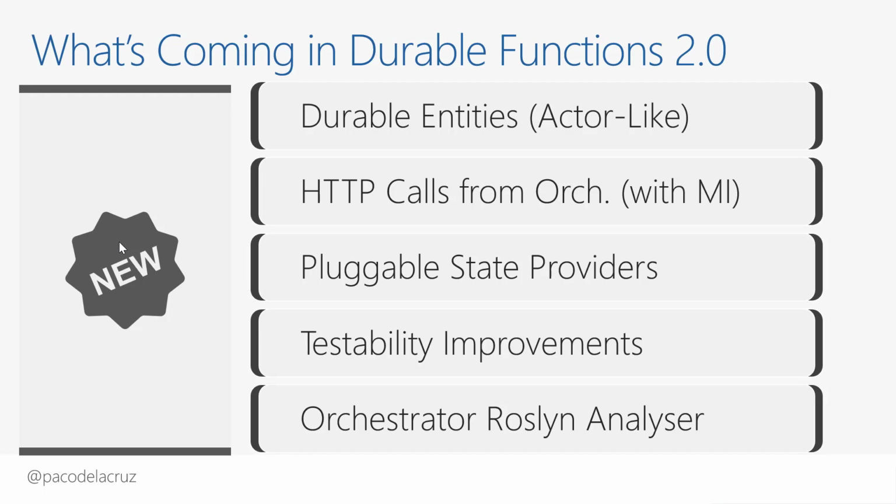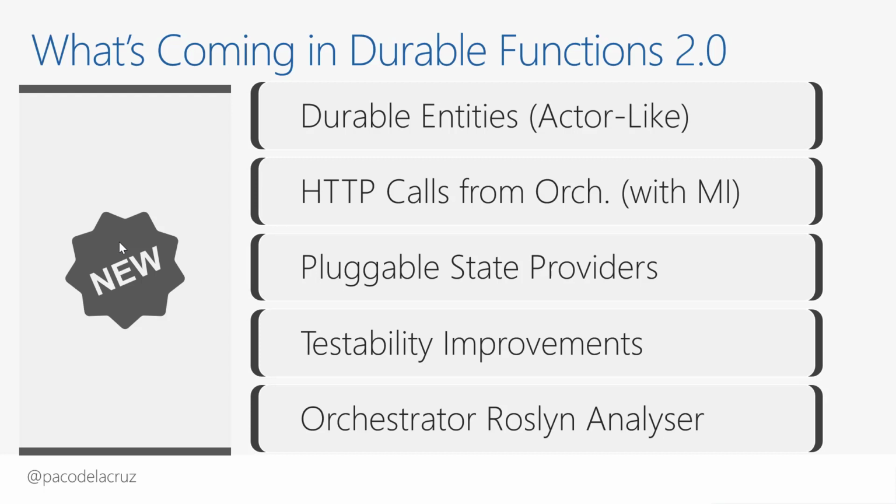They will also provide the ability to make HTTP calls from your workflows, from your orchestration function, and you will be able to use managed identity. So for example, if you're accessing a resource that is protected using Active Directory, you will be able to use the identity assigned to your function to make that HTTP call. As I mentioned, now you will be able to bring your own state provider. So for example, instead of using Azure Storage, you can use Redis for hosting your durable functions on-prem.